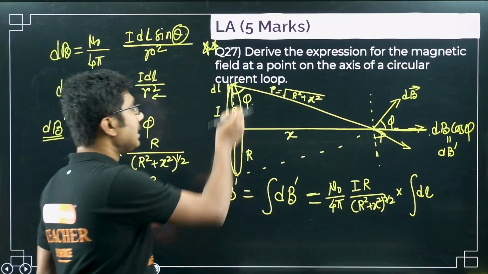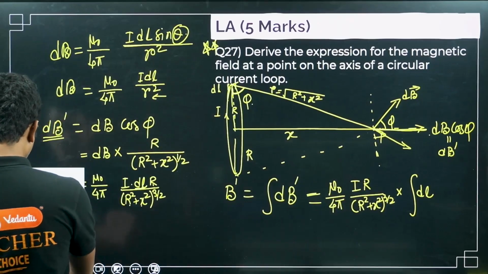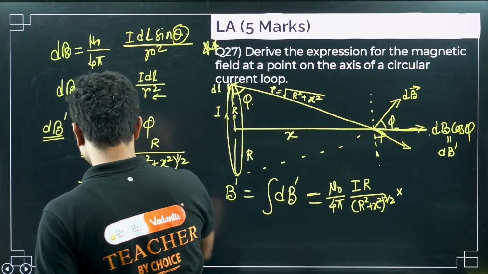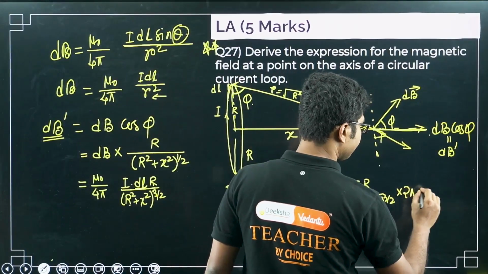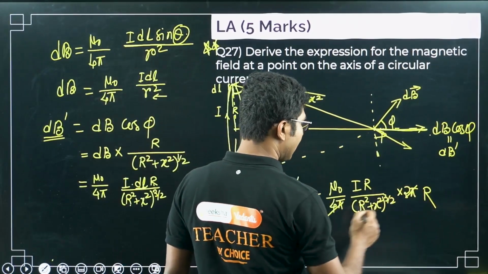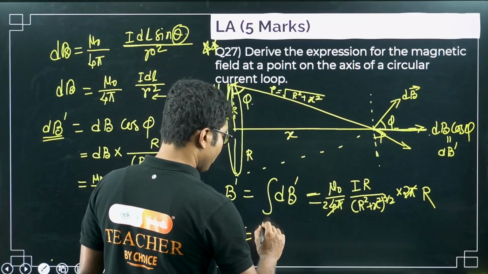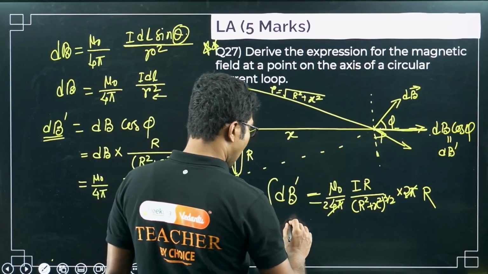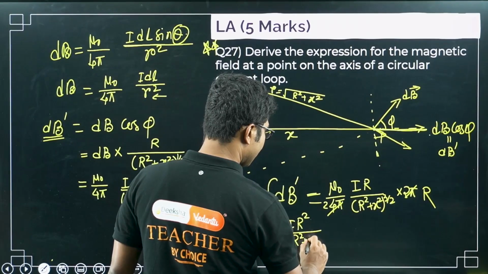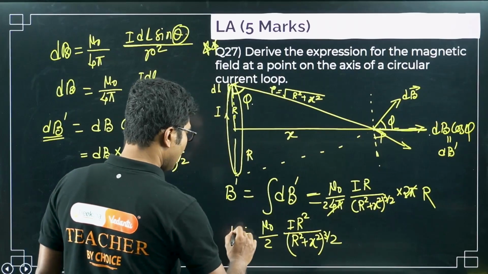Now what is the integral of dl? You already know that dl means if you take all the small portions, so that will be the perimeter of a circle. So perimeter of a circle is nothing but 2 pi capital R, right? 2 pi capital R. So now you can cancel them, you will get 2. So you will get here b dash equals to mu naught by 2 I r square by r square plus x square to the power 3 by 2. This is the general expression.